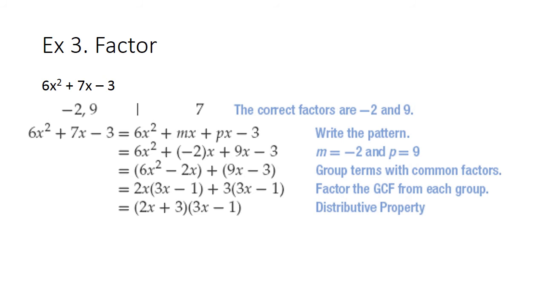Factor by grouping. In the first parentheses, I see what they have in common, the greatest common factor, 2x, and in the second parentheses, the 3. Notice the 3x minus 1 they have in common, so I write it. And then what's left behind is the 2x and the 3, so I rewrite that in its own parentheses. Those two are my factors.